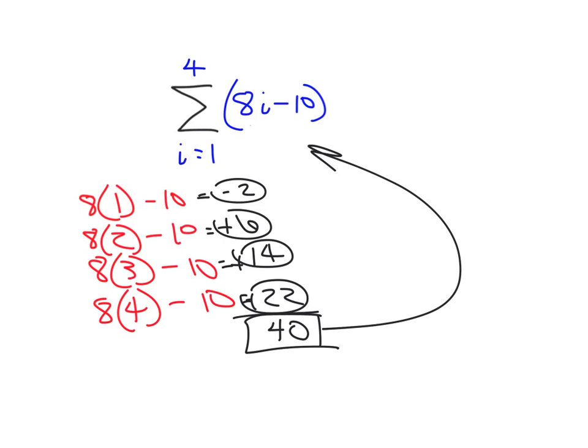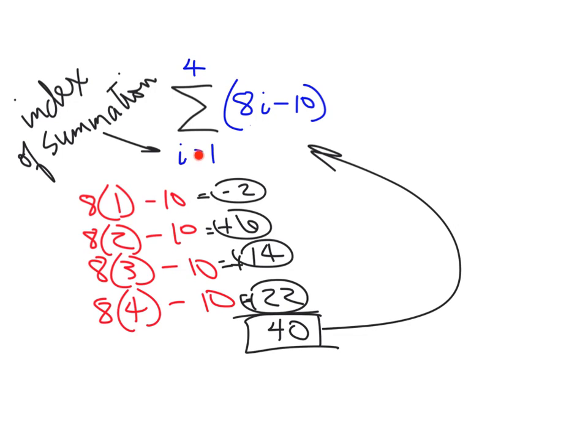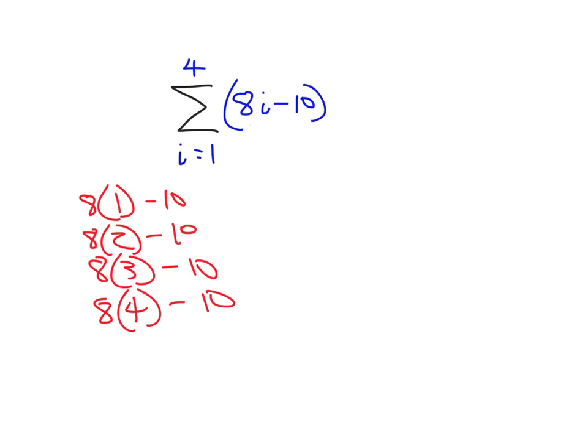So again, the letter I, what that means is index of summation. Okay, so that's what that I means, and it just means we're going to plug some numbers in for I. What are those numbers? Well, they're going to be the numbers 1 through 4. And we're just going to plug them in there and then add our answers together. Okay, so that's the basics of this. If you've got that, you've pretty much got this figured out.